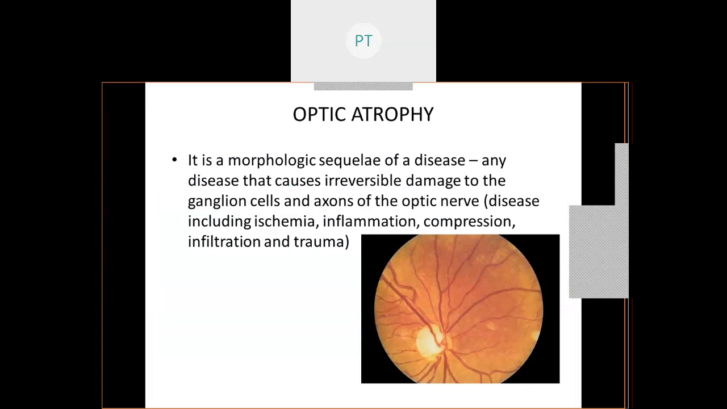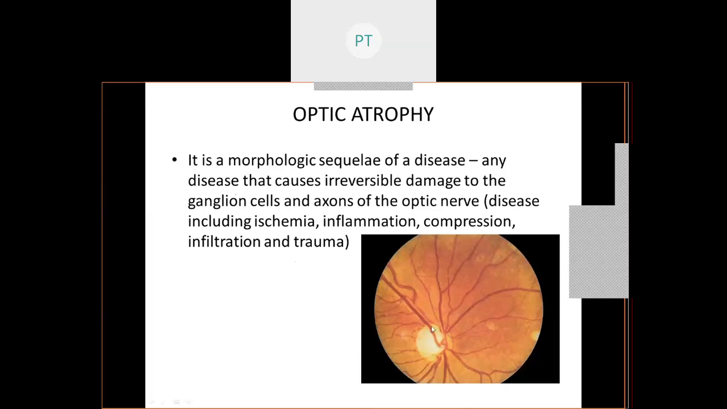Okay, so now coming on to the next topic. Optic atrophy: the term is usually applied to any condition of the disc following degeneration of the optic nerve in any part from the retina to the lateral geniculate body. So it is a morphologic sequela of any disease which can cause irreversible damage to the ganglion cells and the axons of the optic nerve. These diseases include ischemia, inflammation, compression, infiltration, and trauma.